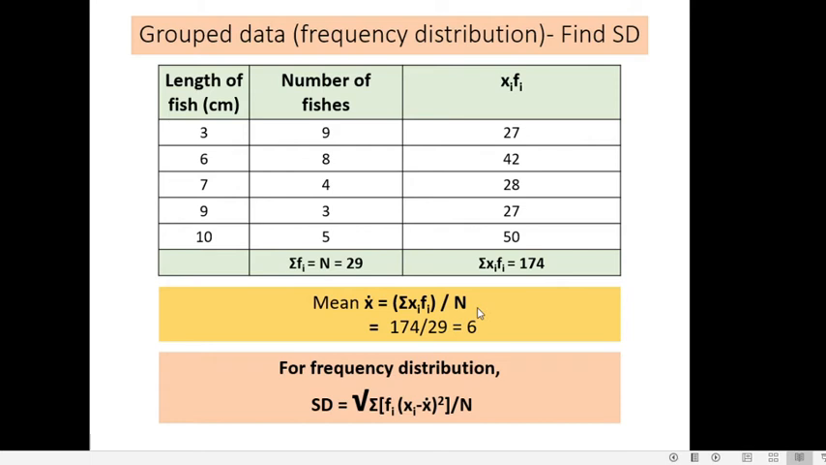So, how do we calculate mean? For a frequency distribution, mean or x dash is calculated as sigma xi fi by n. So, what is sigma xi fi we get here? 174. What is n? It is 29, the total frequency. So, the mean will be 174 divided by 29 is equal to 6. So, only the first part is over.